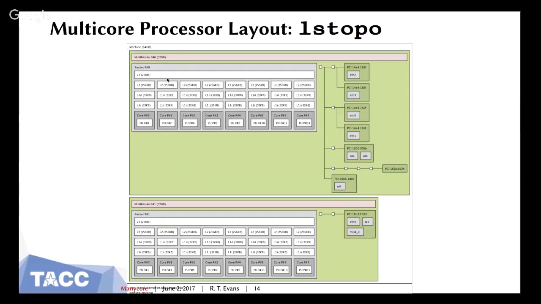So is a NUMA node a physical thing, or is it something to do with the OS? A NUMA node, okay, so the question was, is a NUMA node a physical thing, or is it something to do with the OS? It's a representation of the OS. It's a representation of the hardware that the OS is trying to reflect. So the NUMA node concept is, well, it's in the hardware, but how it's represented is in the OS.